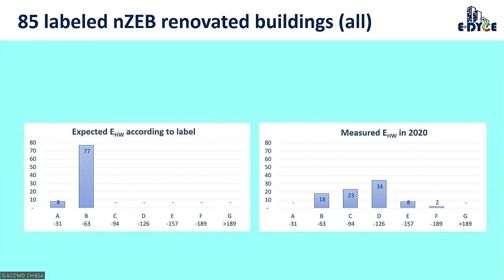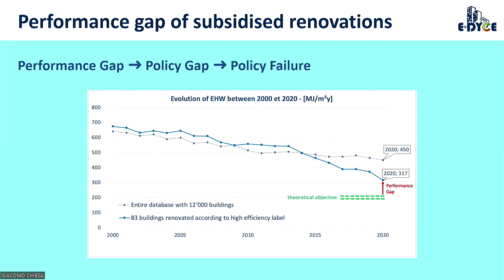Another consequence of looking at the real energy performance: there we have seen all the building stock. Then there we focus on the 85 subsidized buildings for near zero energy building. They should be all of them class A and B, and we see that they have even class F and E, and this was a shock. This means that performance gap leads to policy gap, and then a policy gap leads to energy failure.